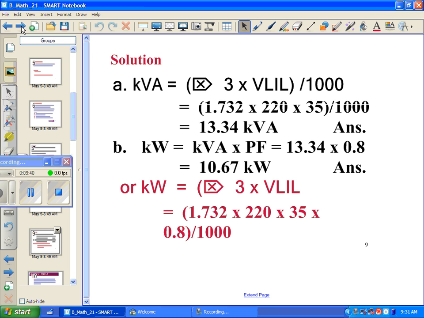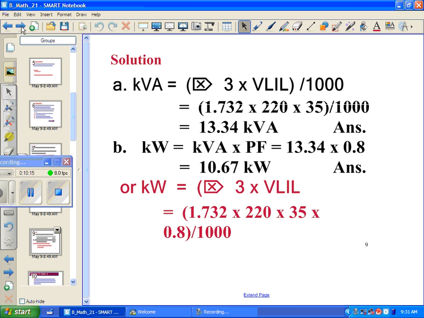Okay, so we're doing this in what? We're doing this in phase. Now we're doing this in line also. 220 volts is our line voltage. 35 amps is our line current. So we're going to multiply square root of 3 times 220 times 35, and that would be 13,340 or thereabouts. And so we would wind up dividing that by 1,000 to get 13.34 kVA.